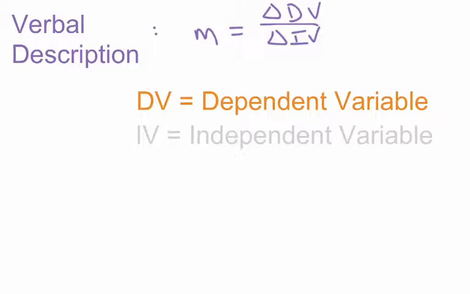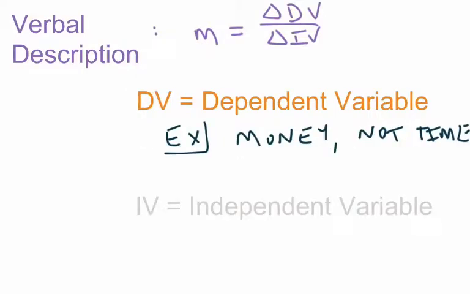Now when it comes to identifying dependent variables, what you can look for in the problem is anything that is either related to money or whatever is not related to time. So again, anything related to money or anything that is not time in a problem. For the independent variable, it's just going to be the opposite of the dependent variable. So it would be anything that is time related in the problem, or anything that is not related to money.